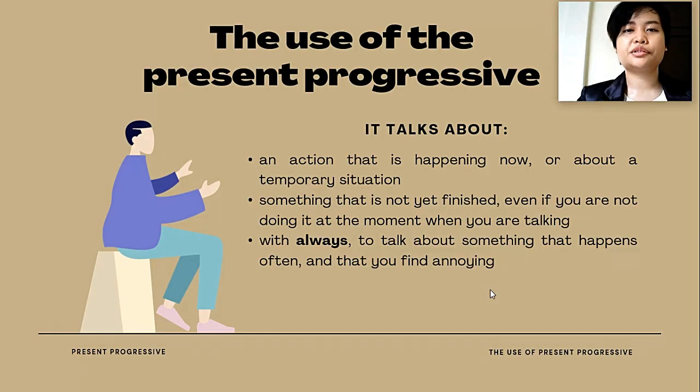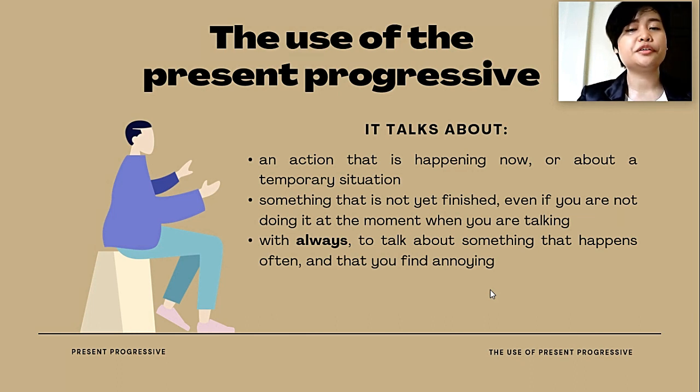Now let's get to the topic. First thing first, you need to know the use of present progressive or present continuous. The first one, you use present progressive if you want to describe an action that is happening now or a temporary situation. The second one is when you want to describe something that is not yet finished, even if you are not doing it at the moment when you are talking.